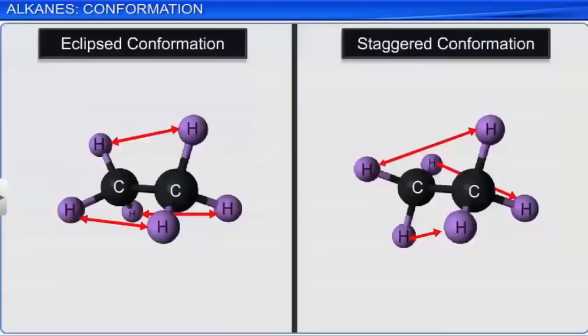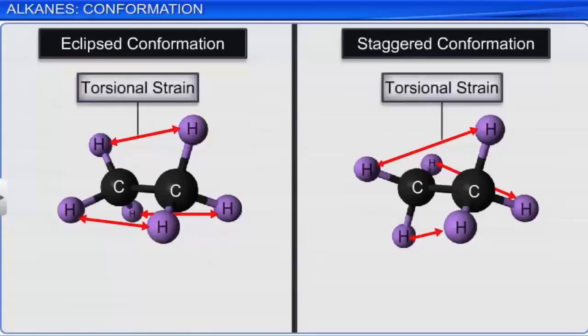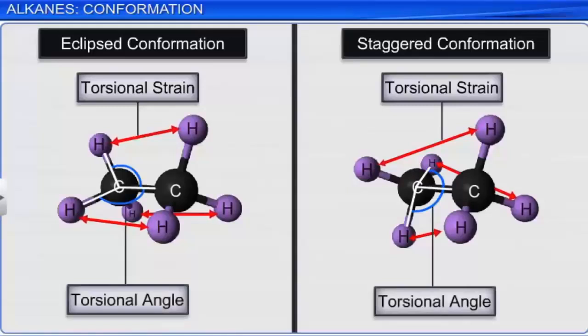The repulsive interaction between the electron clouds in a molecule, which affects the stability of a conformation, is called torsional strain. Its magnitude depends upon the angle of rotation about the carbon-to-carbon bond. This angle is known as torsional or dihedral angle.